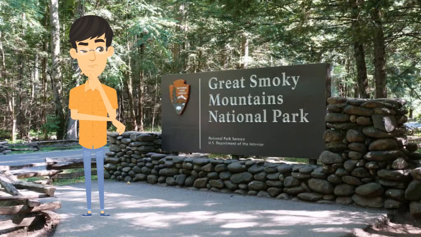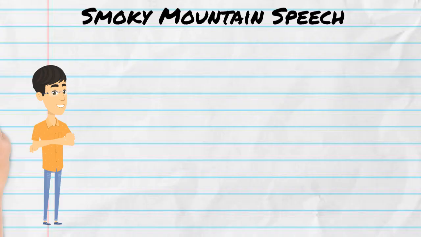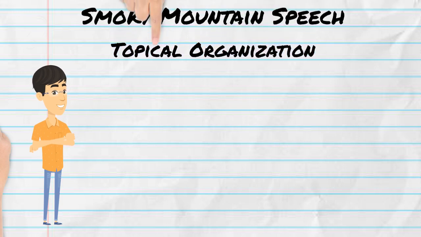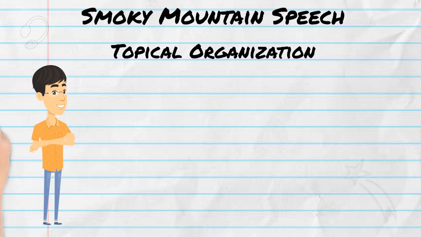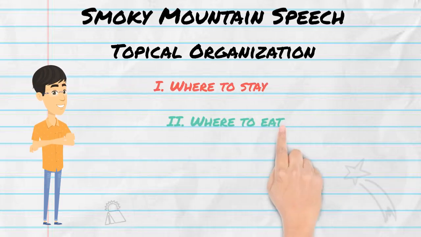Let's take a look at how focusing on different topics related to the Smoky Mountains will change how Bob organizes his speech. First, Bob could organize his speech using a topical organization pattern. This would be a great fit if Bob wants to talk about a few different related pieces of information regarding a trip to the Smokies. For example, Bob's main points arranged in topical order could be where to stay, where to eat, and what to do.